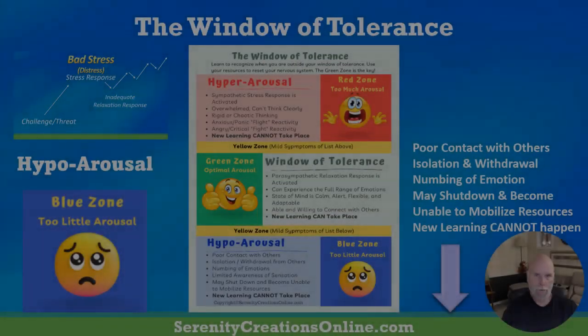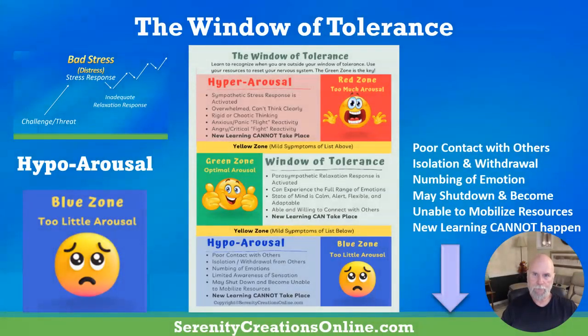Following an extended period of that chronic stress staircase effect in the red zone, we eventually collapse into a hypoaroused state, referred to here as the blue zone. Hypoarousal is too little arousal. In this state, we experience poor contact with others because we isolate and withdraw. We might experience a numbing of emotion, limited awareness of physical sensation, or lose touch with our bodies altogether. We could experience a severe shutdown and become unable to mobilize any energy at all.